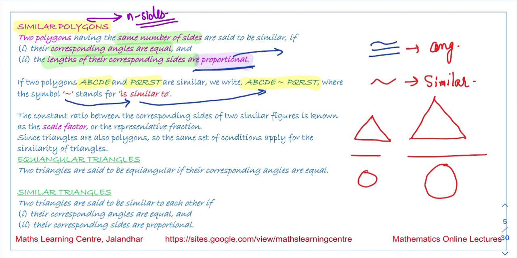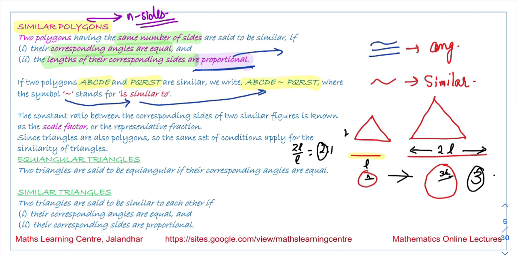In the case of a line, if the length of this line is L and the length of this line is 2L, then the scale factor is the ratio of these two, 2L over L, which is 2:1. So the scale factor here is 2. If the radius here is R and the radius here is 3R, then the scale factor here is 3.